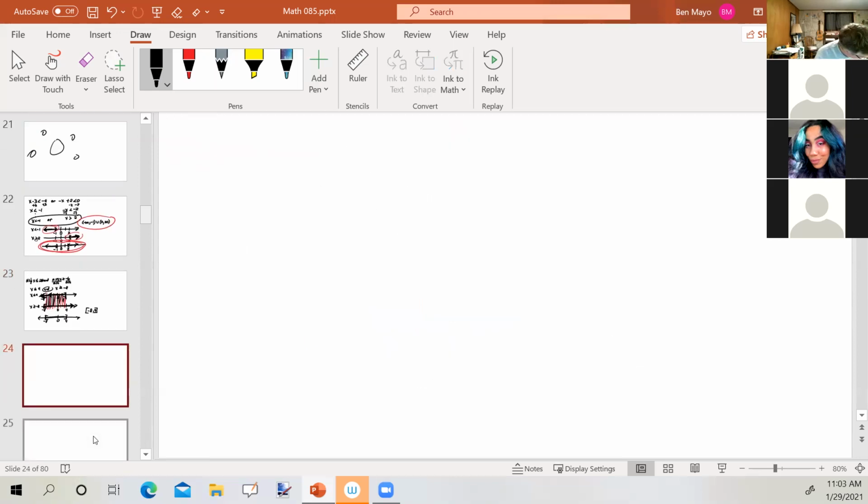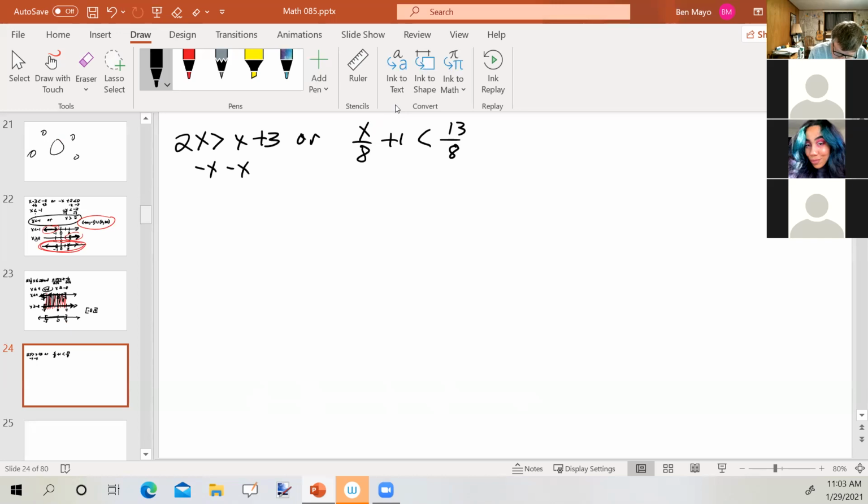Yes, let's look at this one. 2x greater than x plus 3, or x over 8 plus 1 less than 13/8. To solve the first inequality, with x on the left, I'm going to subtract x from both sides and I get x greater than 3.